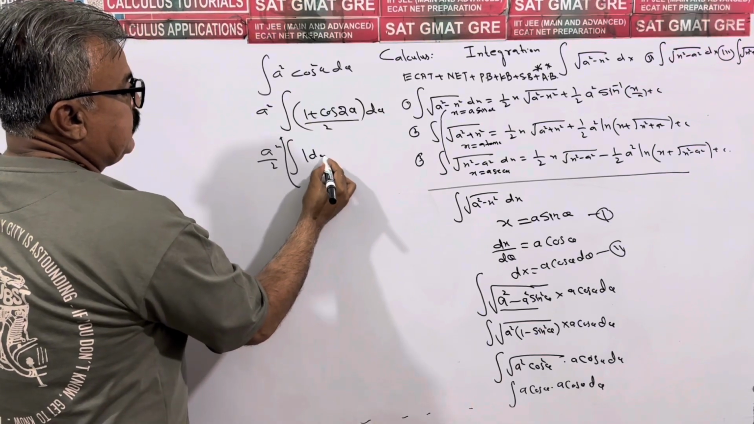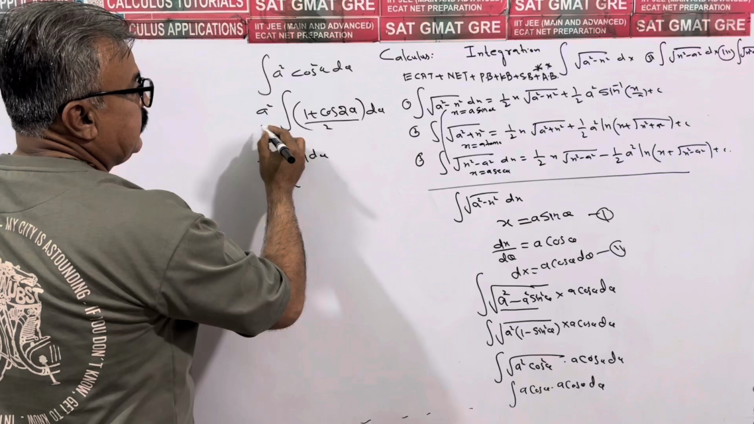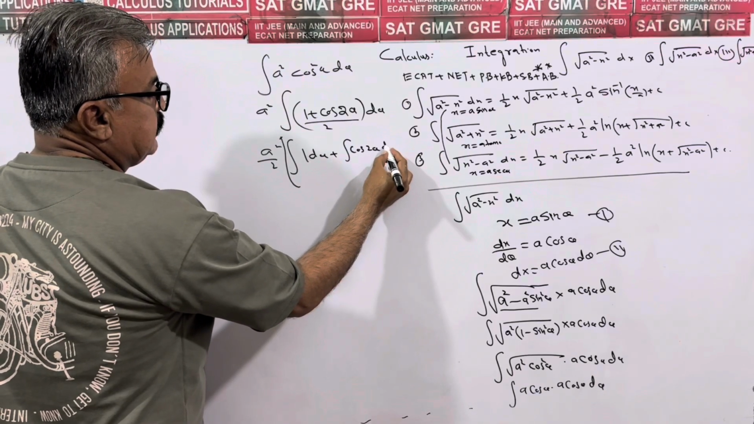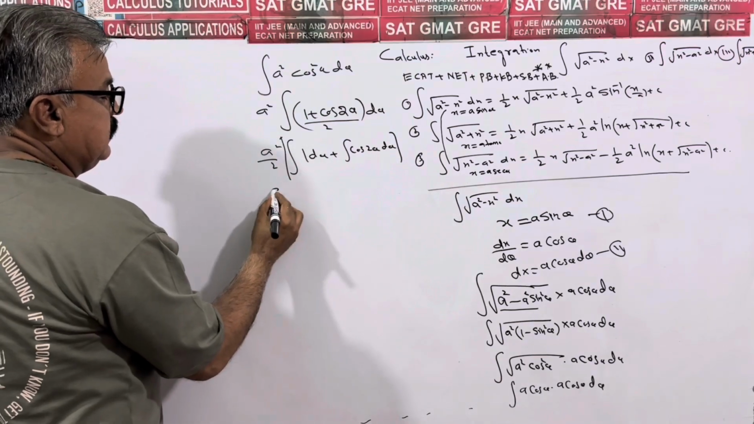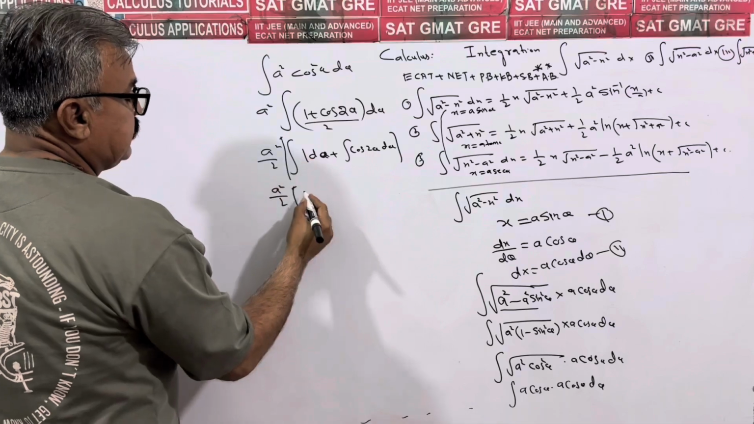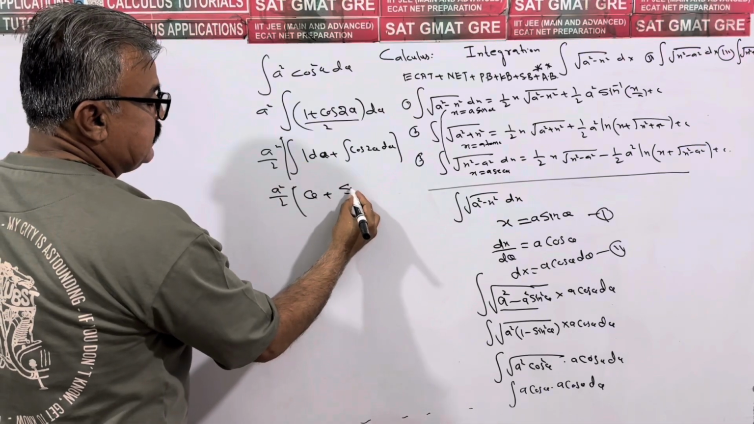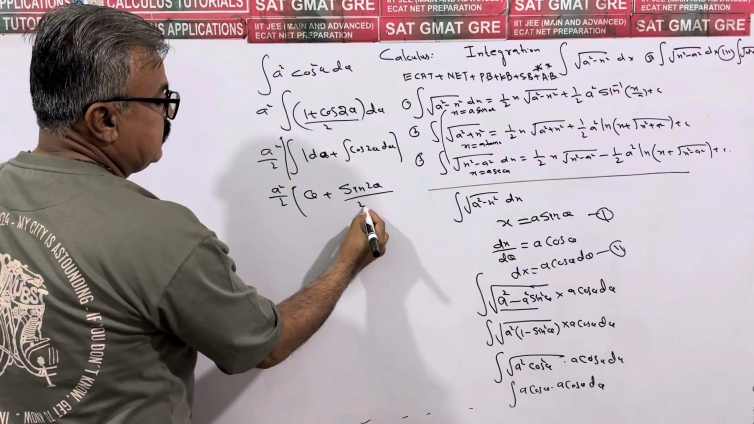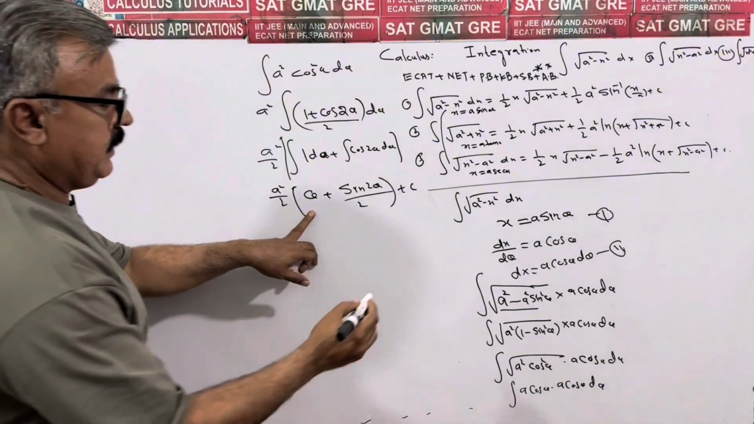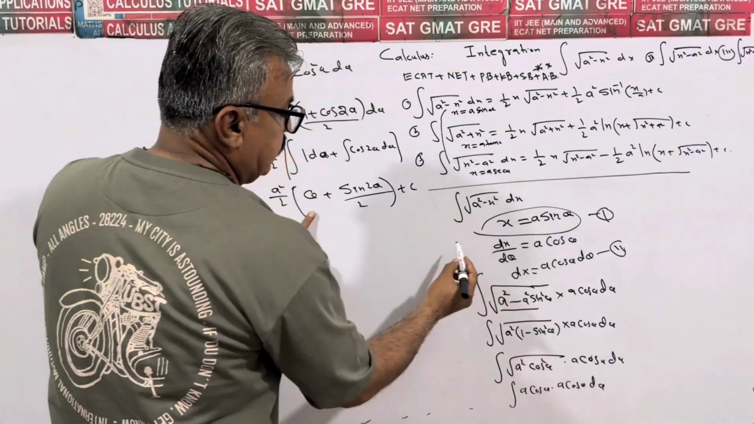We have 1 times d theta, distribute the integral, and it is plus cos 2 theta d theta. Okay, cool. Now our variable is theta. Integration of 1 is theta, and integration of cos 2 theta is sine 2 theta over 2, plus c. We manage the value of theta from here.